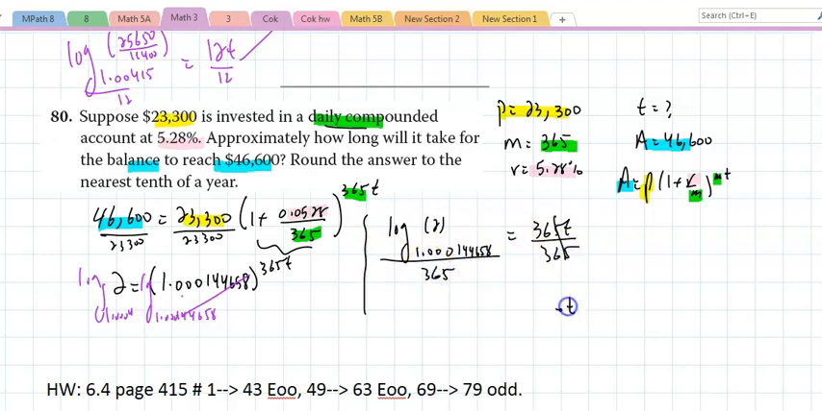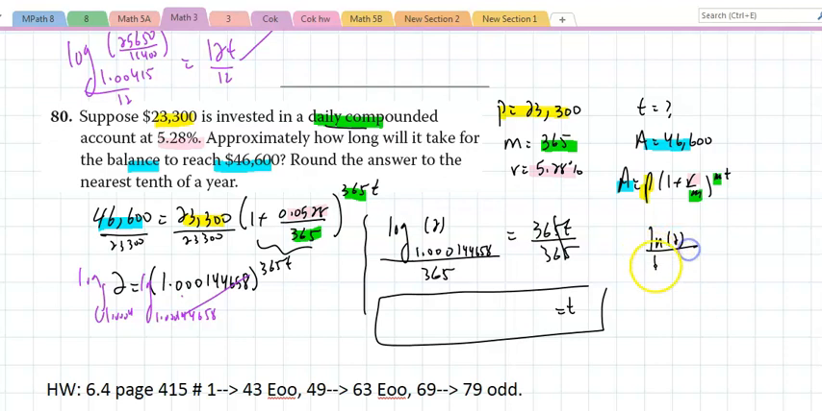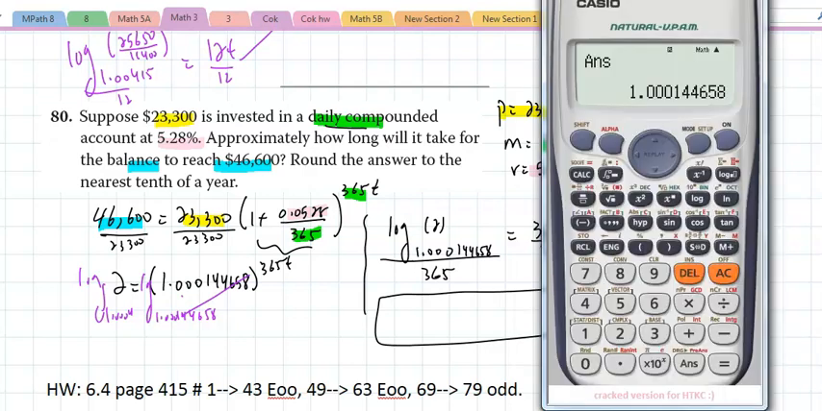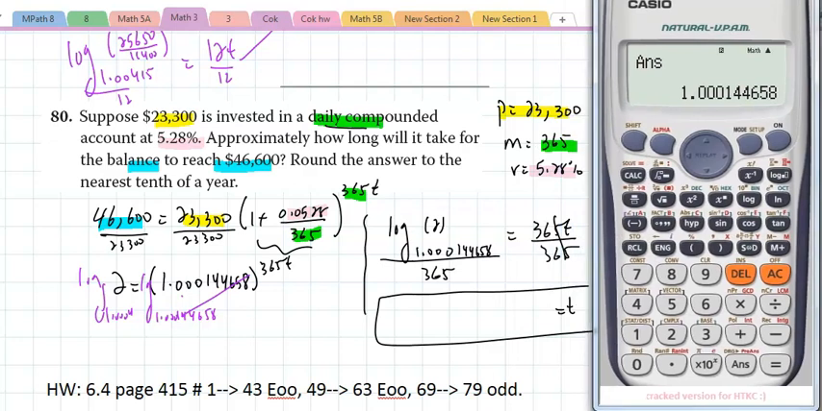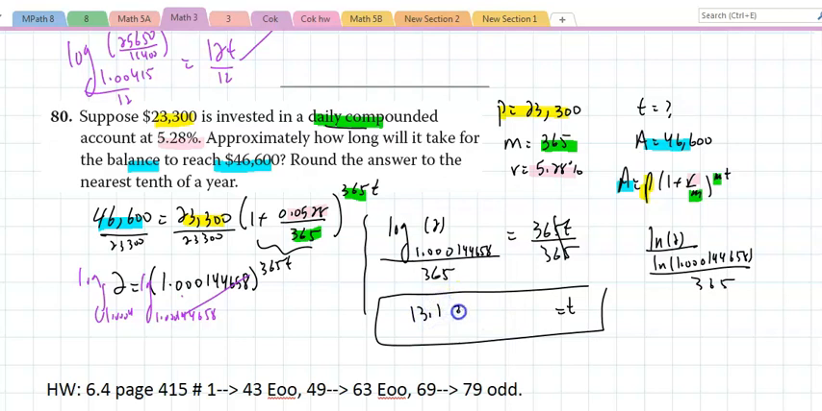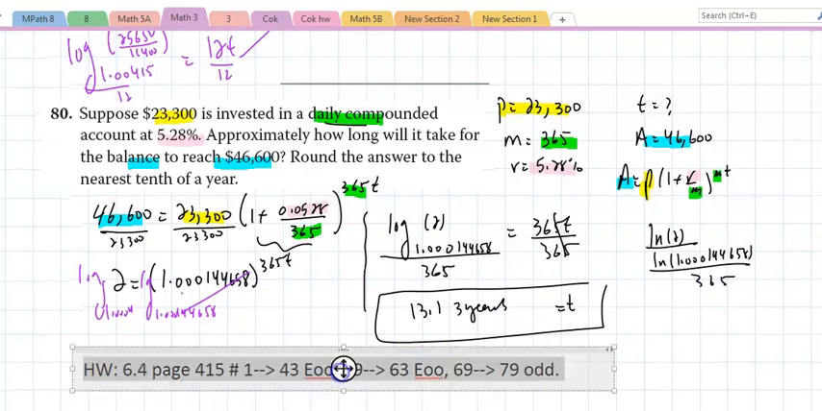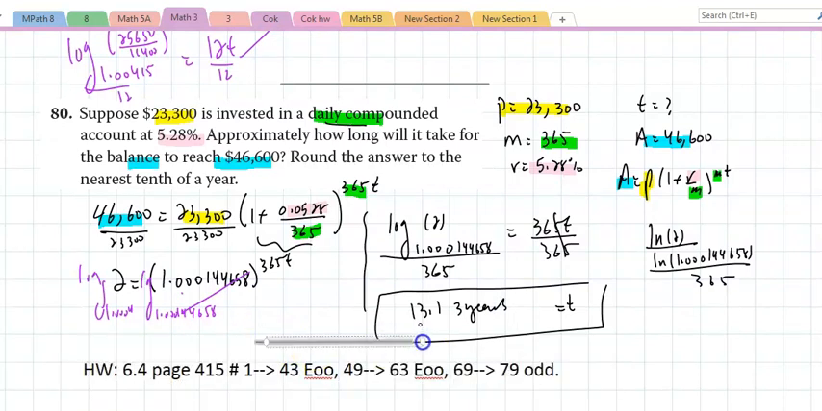And hopefully you are using your calculator to practice this. You're going to input that as a natural log of 2 divided by natural log of 1.000144658 divided by 365. But I already know this is stored in my answer, so I'm going to put natural log of 2 divided by natural log of answer, so I don't have to write all of that mess, divided by 365, one shot, 13.13 years. It's going to take 13.13 years. And the homework is listed right there. And that concludes this section.